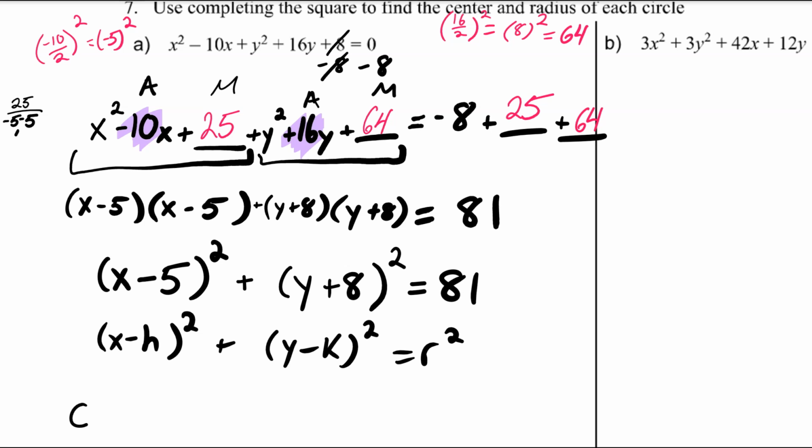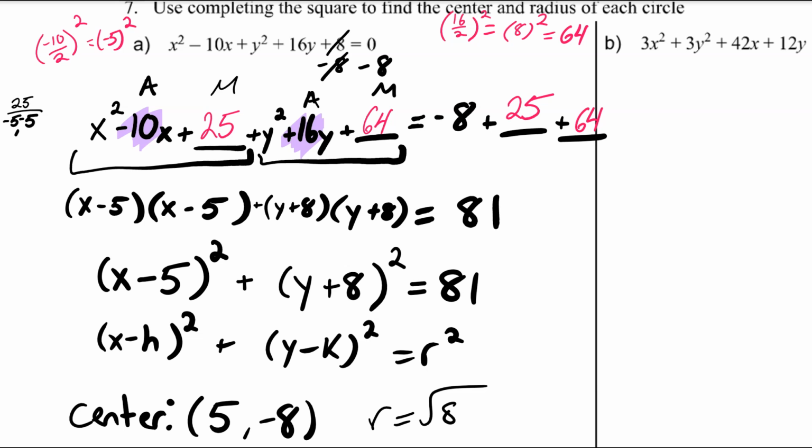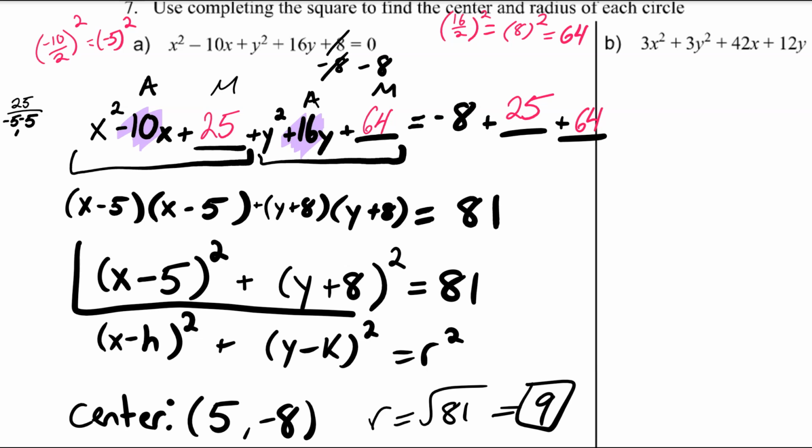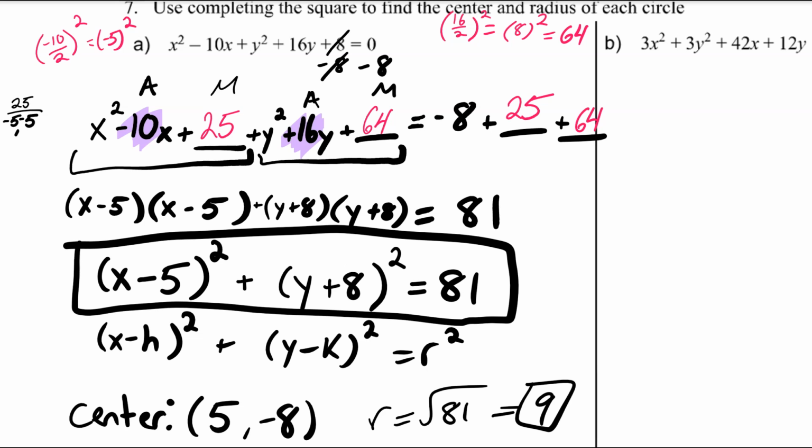So if I want to identify my center point, it looks like that's just positive 5, comma -8. Remember, I take the opposite sign. And my radius is just the square root of 81, or 9. So this would be the equation of my circle. And this down here is the information I could gather from it.